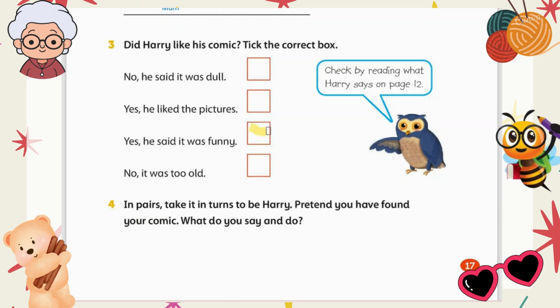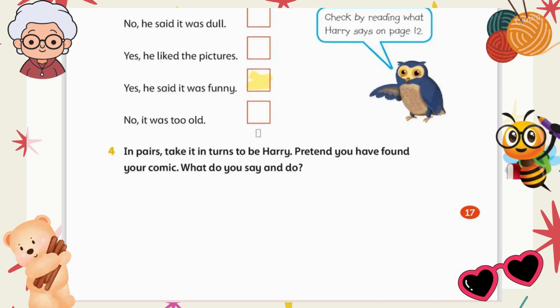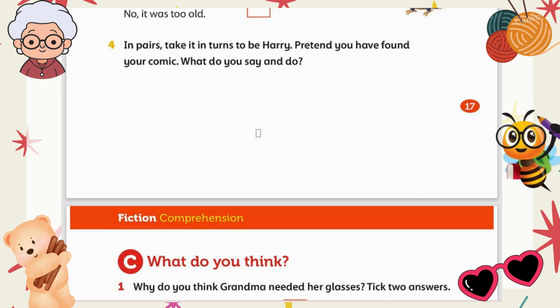Correct. Harry said yes. He said it was very funny. So yes, he liked the comic and he commented that the comic was very funny. That's the correct answer.